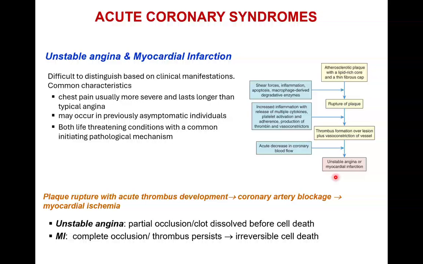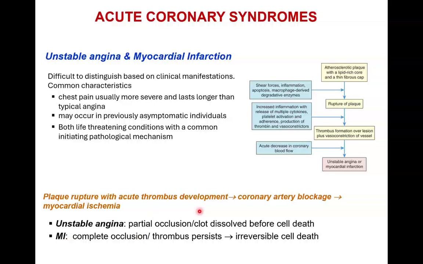As we make our way through this part of the lecture, we'll talk about the tools that are available to healthcare professionals, and cardiologists in particular, that will help them distinguish between the two. Unstable angina is when you've got a partially blocked vasculature, and when you've got a complete occlusion, that usually is when you have a myocardial infarction.